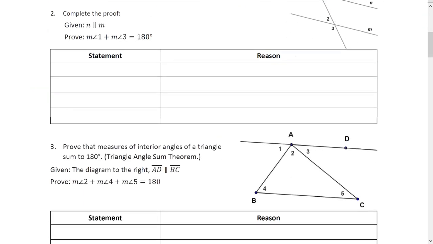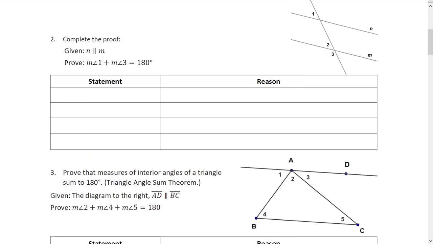In number 2, we're asked to complete the proof. We are given that n is parallel to m. Okay, I'm going to start with my given. My first statement will be n is parallel to m, and that is given. Okay, and my goal is to prove the measure of angle 1 plus the measure of angle 3 is 180.